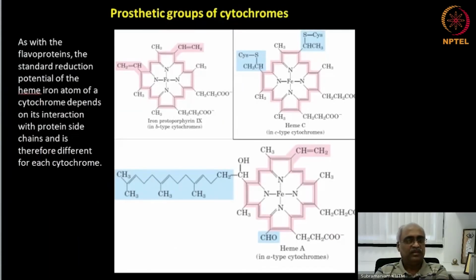Just like flavin nucleotides, since the heme is tightly bound, the reduction potential of the different types of cytochromes is completely dependent on interactions. The heme iron atom of a cytochrome depends on its interaction with protein side chains, and is therefore different from one cytochrome to another.